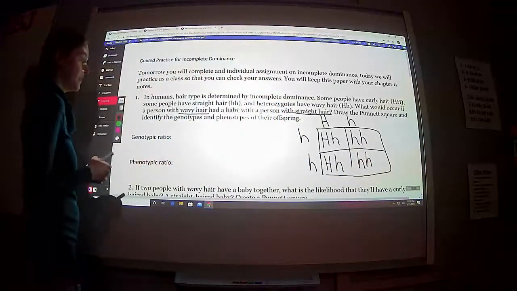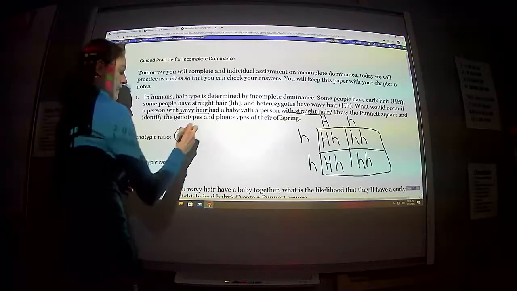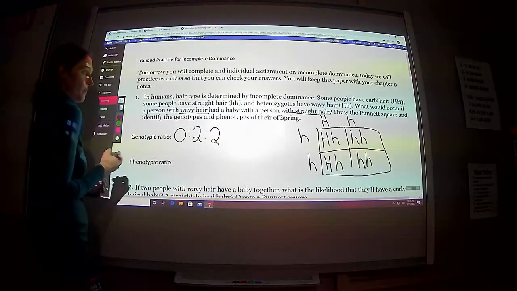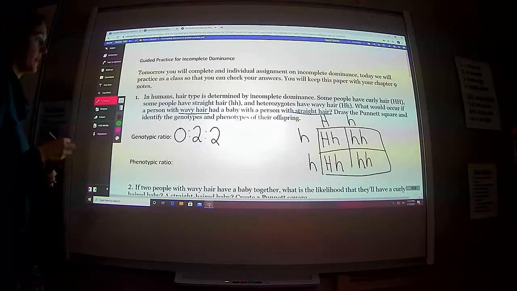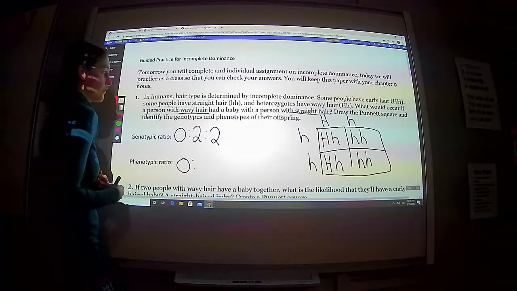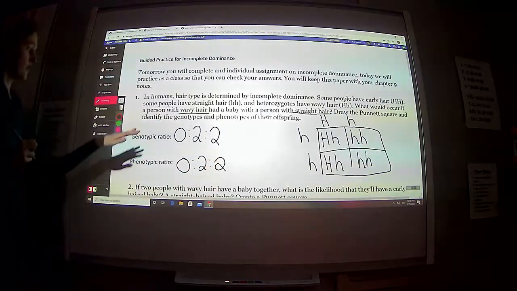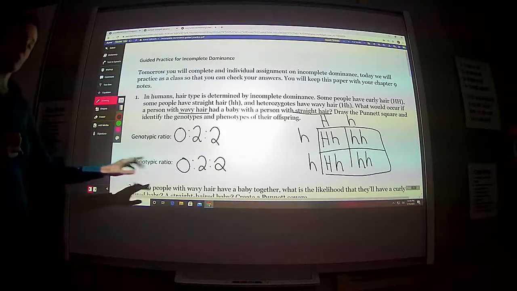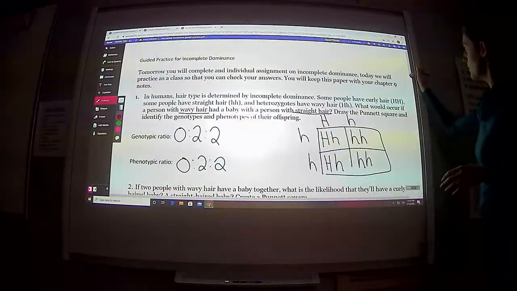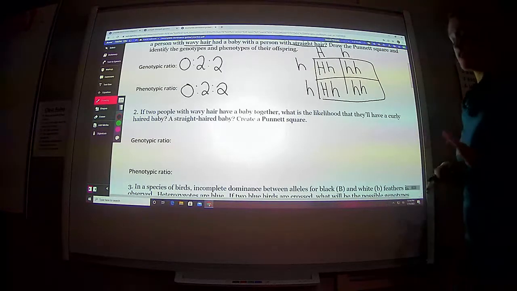All right. My genotypic ratio, you still start with homozygous dominant. That's a 0. Heterozygous, I have 2 of those. Homozygous recessive, I have 2 of those. Phenotypic ratio, so my homozygous dominant is curly, and I don't have any curly-haired people. Phenotypic ratio for wavy hair is 2, and I have 2 straight hairs. Your genotypic and phenotypic ratio should match whenever you're doing incomplete dominance. That's the nice thing about incomplete dominance. Most people do really well with the genotypic ratio, so as long as you have it matching your phenotypic ratio, you'll get it right.